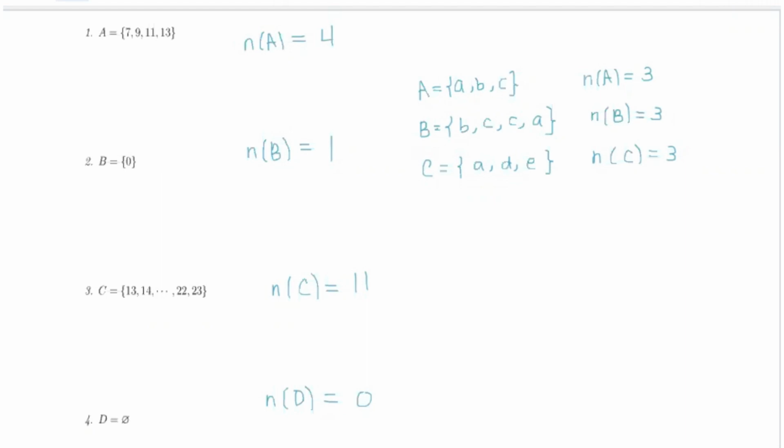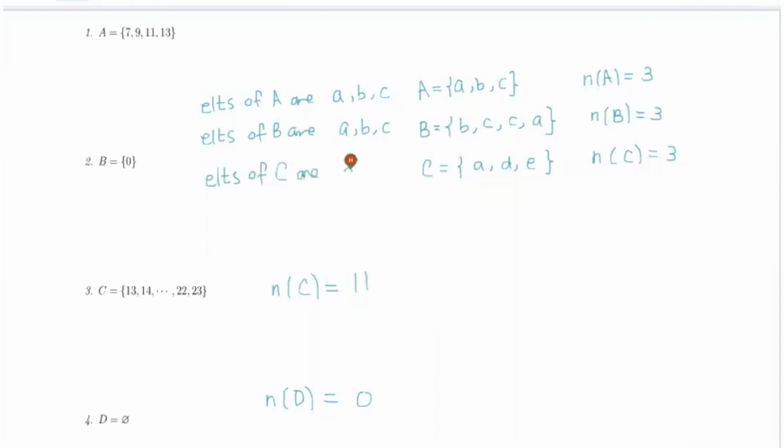Now I want to find the elements of A, B, and C. So what are the elements of A? Elements of A are A, B, and C. Agree? Yes. Elements of B are A, B, and C. Agree? Okay, remember, order does not matter, no repetition. Elements of C are A, D, and E.